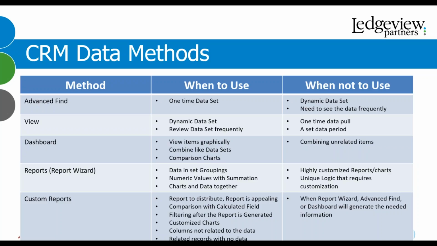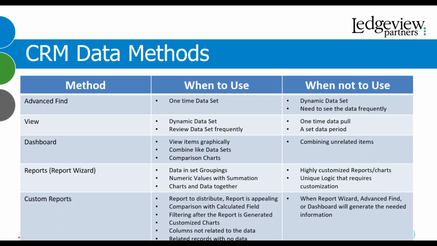So, for example, if we wanted to see Christina's closed opportunities between January 1st and July 1st of 2016, that'd be a one-time set of data. We're not going to frequently be going back to look at it. It's not dynamic. It's the same every time.